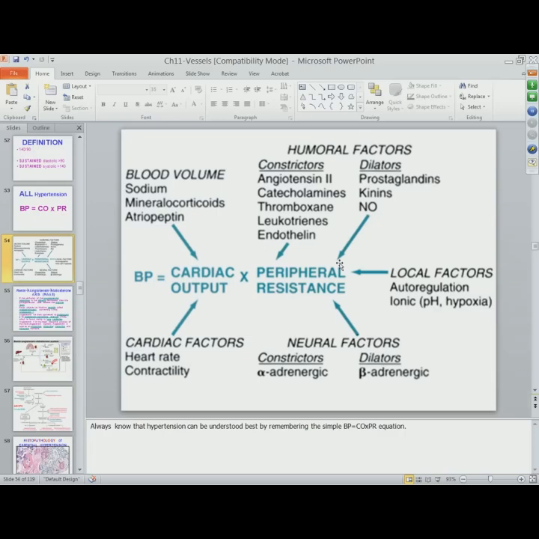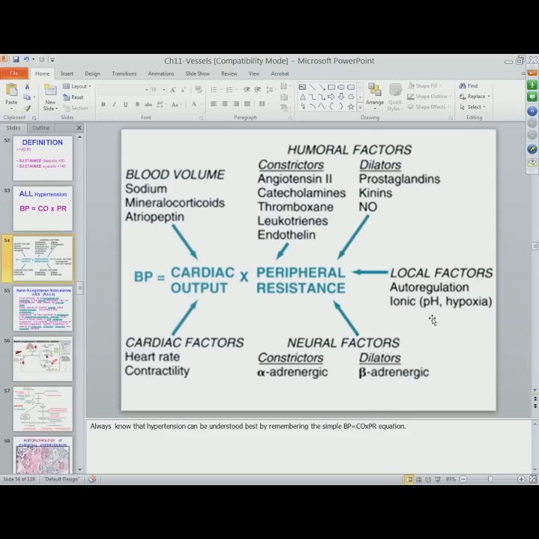And what if you want to lower that resistance and therefore lower blood pressure? Well, remember, nitric oxide is a great dilator. Many of the kinins are, and some of the prostaglandins. So it's a controlled system here. The neural factors, well, remember, the alpha adrenergic receptors constrict blood vessels, and the beta adrenergic dilate them. So all of these constricting factors, whether they're neural or humoral, are going to result in increased peripheral resistance. On the other side are your dilators, which will decrease it and therefore technically lower blood pressure.